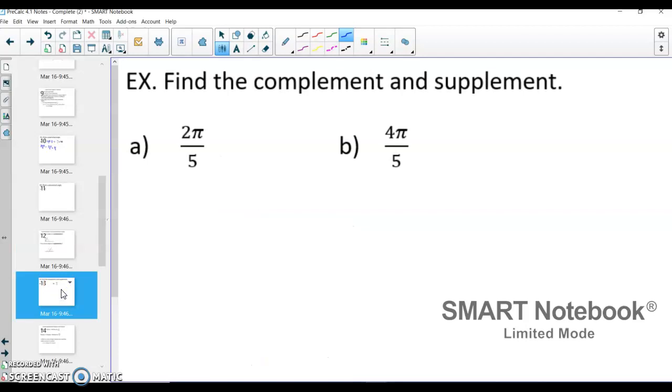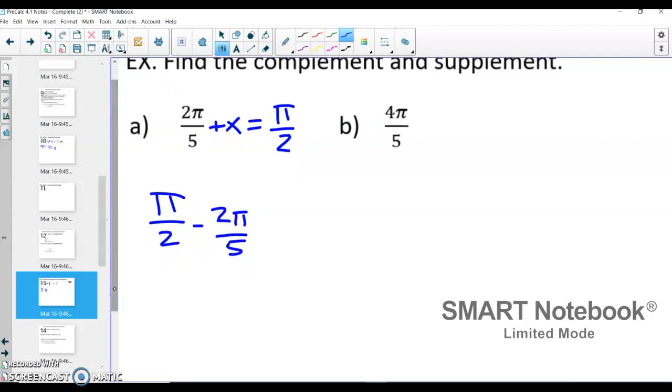And so how I write this to find the complement and the supplement, again, I'm just going to do one, you can see the other in the written notes. I say that 2 pi over 5 plus x, some angle I don't know, has to equal pi over 2, because pi over 2 is 90. So really what I'm saying is 2 pi over 5 plus some angle I don't know equals 90, or equals pi over 2, and I can find that x by subtracting. And so what I end up getting is pi over 2 minus 2 pi over 5.